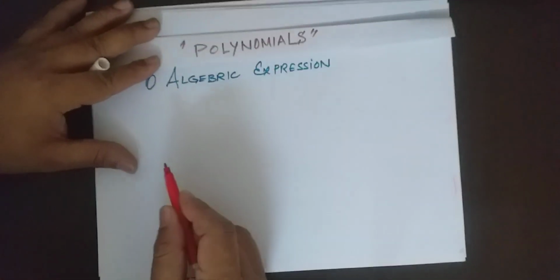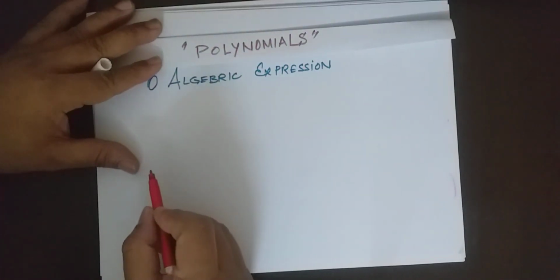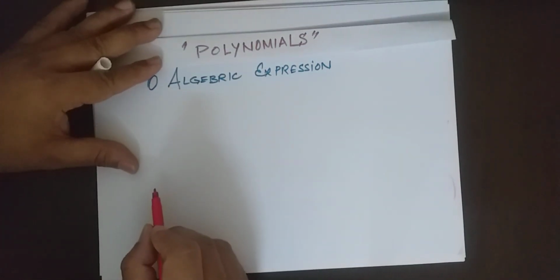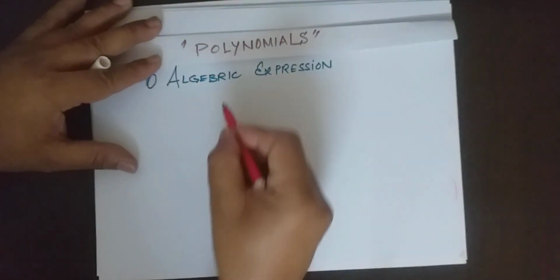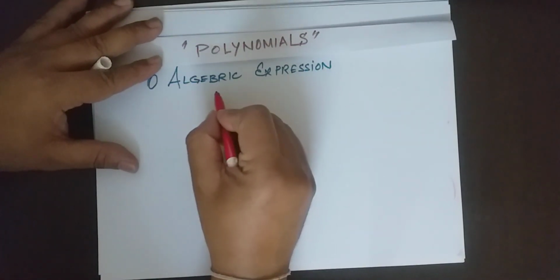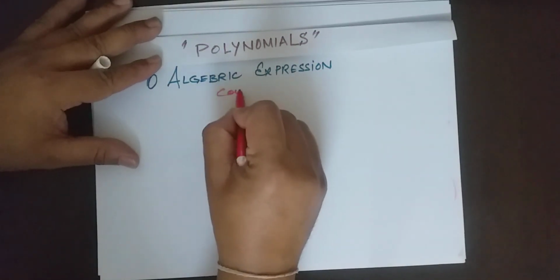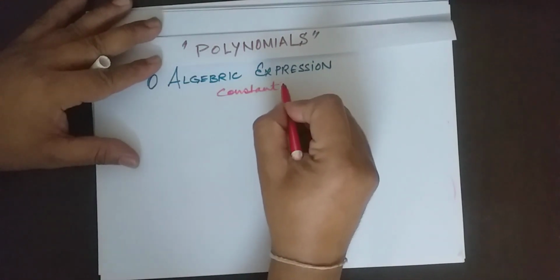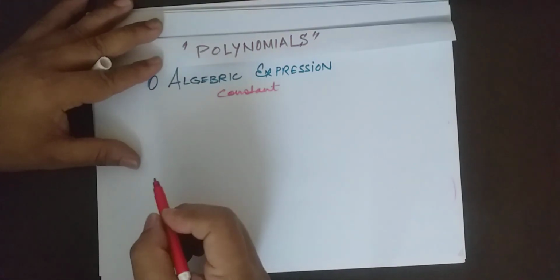And to start with, I will begin with algebraic expression. What exactly is an algebraic expression? We must have come across in our primary classes, and heard terms like constants and variables. So constants are those numbers whose value remains unchanged, and these are all real numbers.